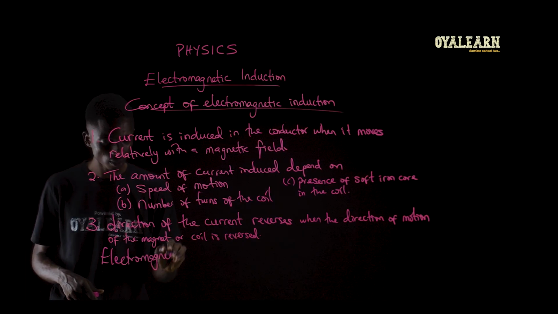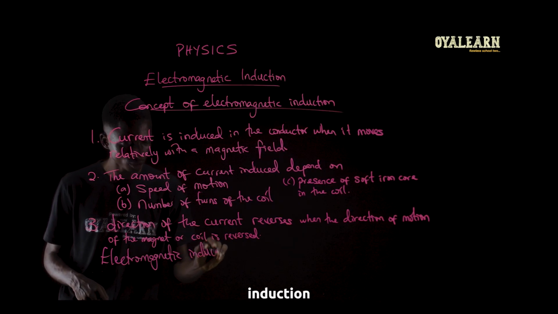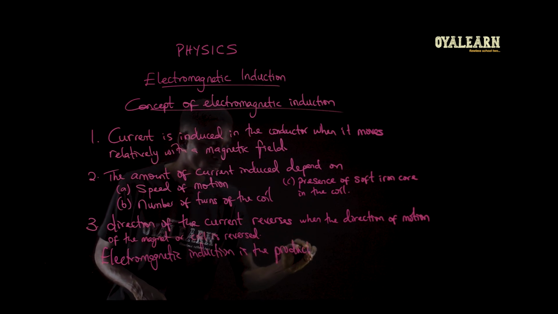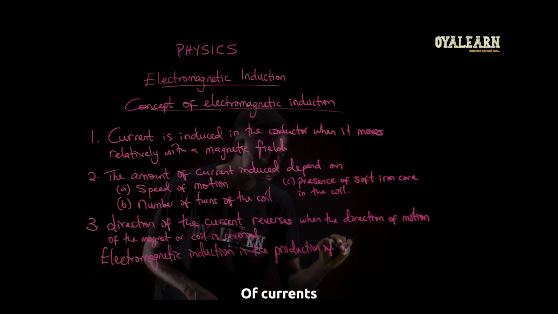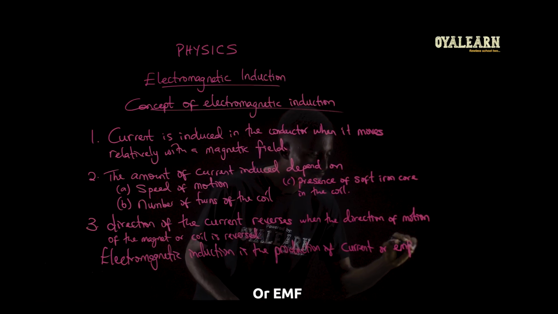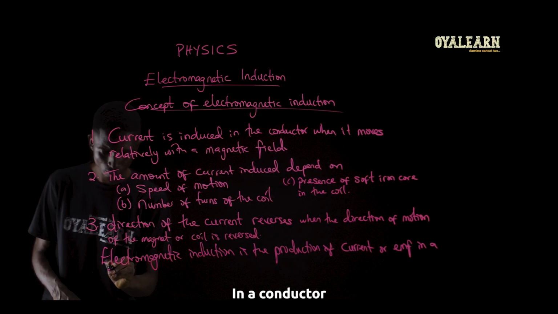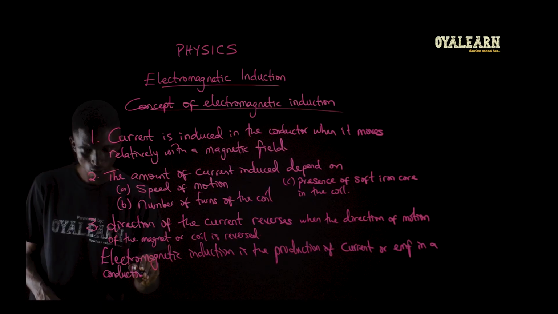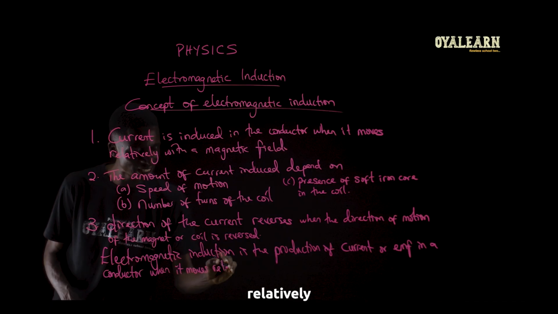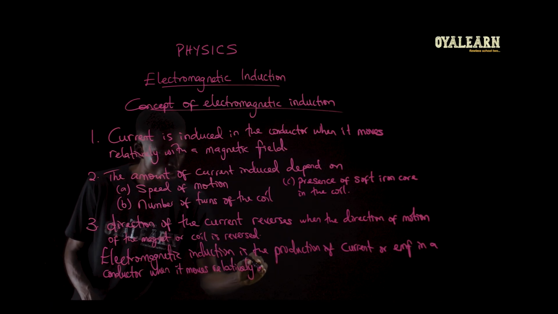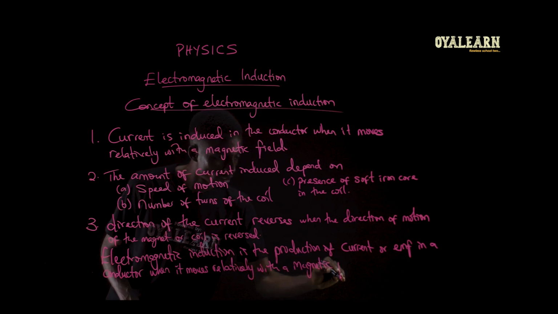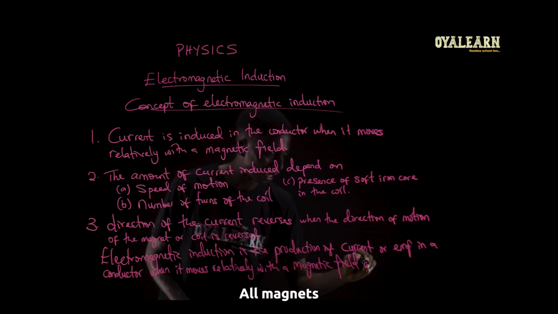Electromagnetic induction is the production of current or EMF in a conductor when it moves relative to a magnetic field or magnet.